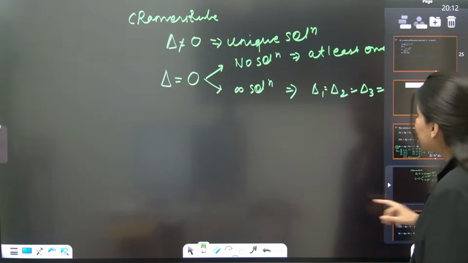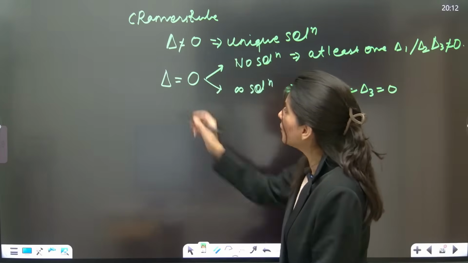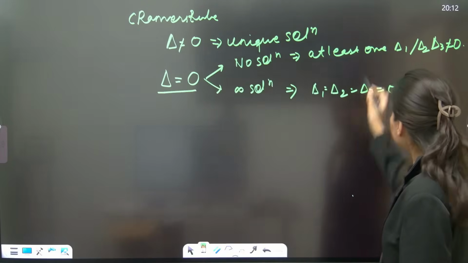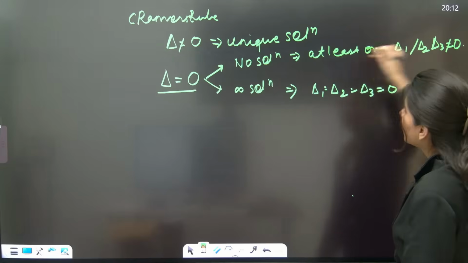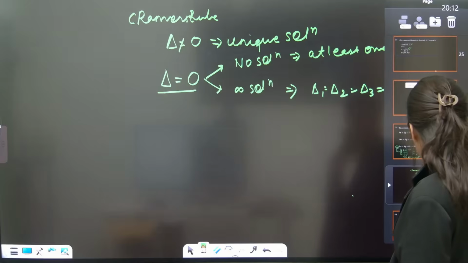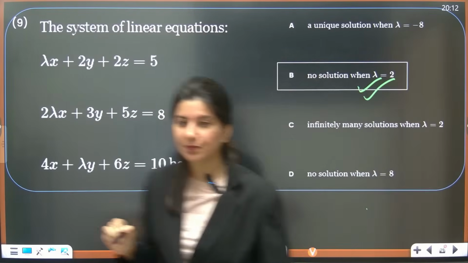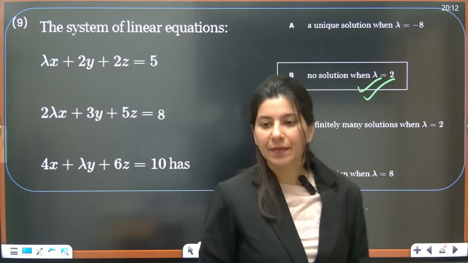So which is the criteria? For lambda equals 2, we are getting delta is 0, but delta x is non-zero. That is why we can say that this equation is having no solution when lambda equals 2. No solution when lambda equals 2.